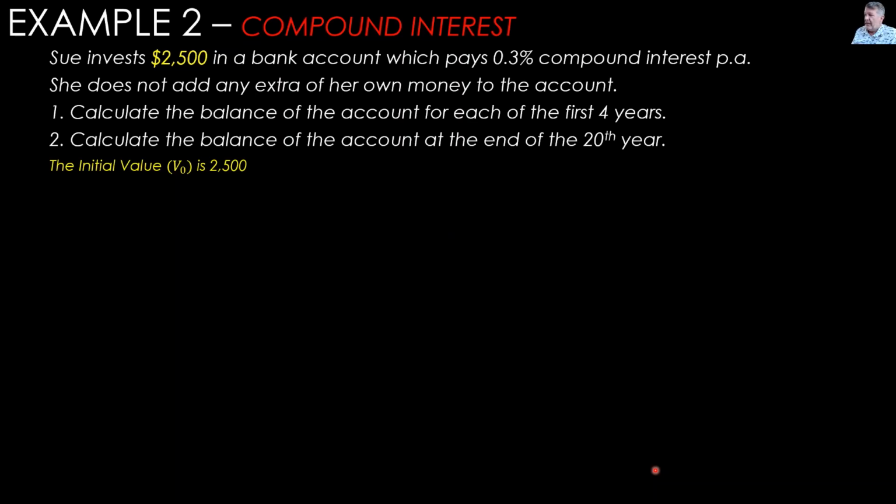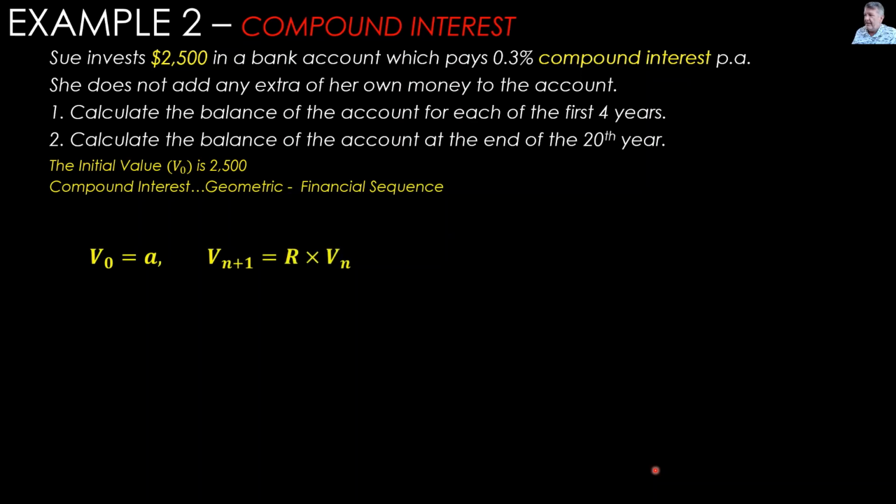Then we have compound interest. So what does that mean? That means compound interest is a geometric financial sequence. Write the sequence, the recurrence relation down, which is what we need. Do we know the R yet? The big R? The common ratio? No, we don't. We know the interest rate up here, not the common ratio. We just know the interest rate.